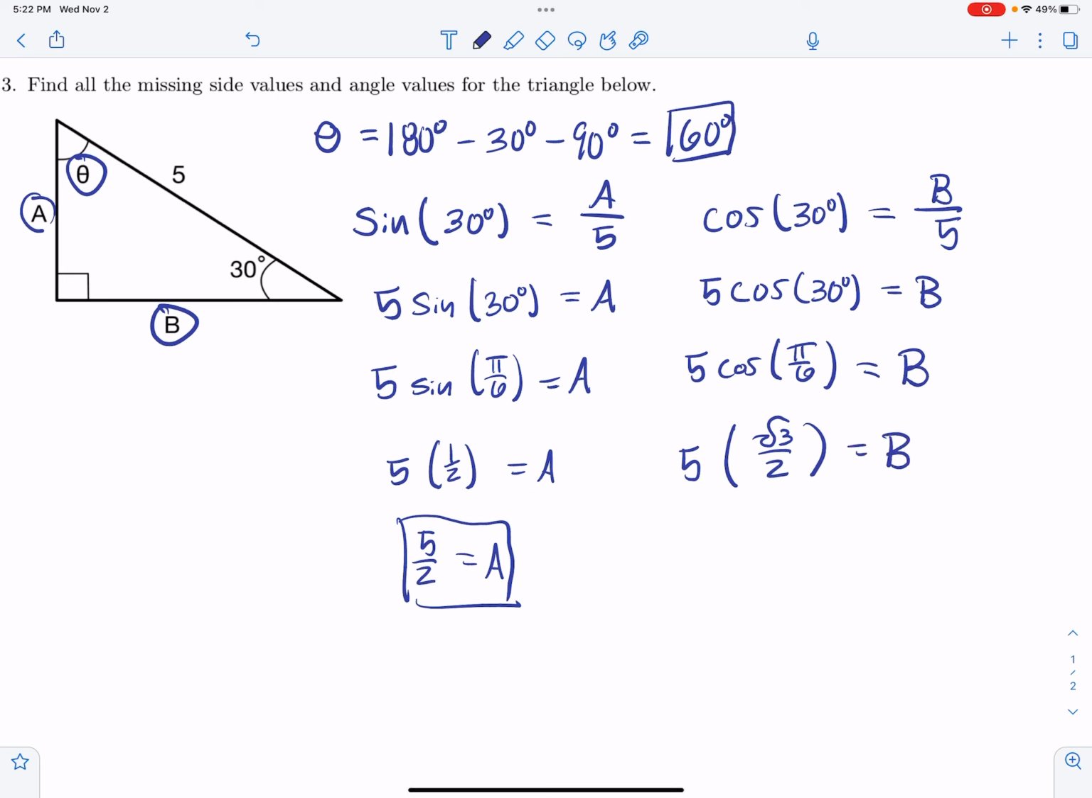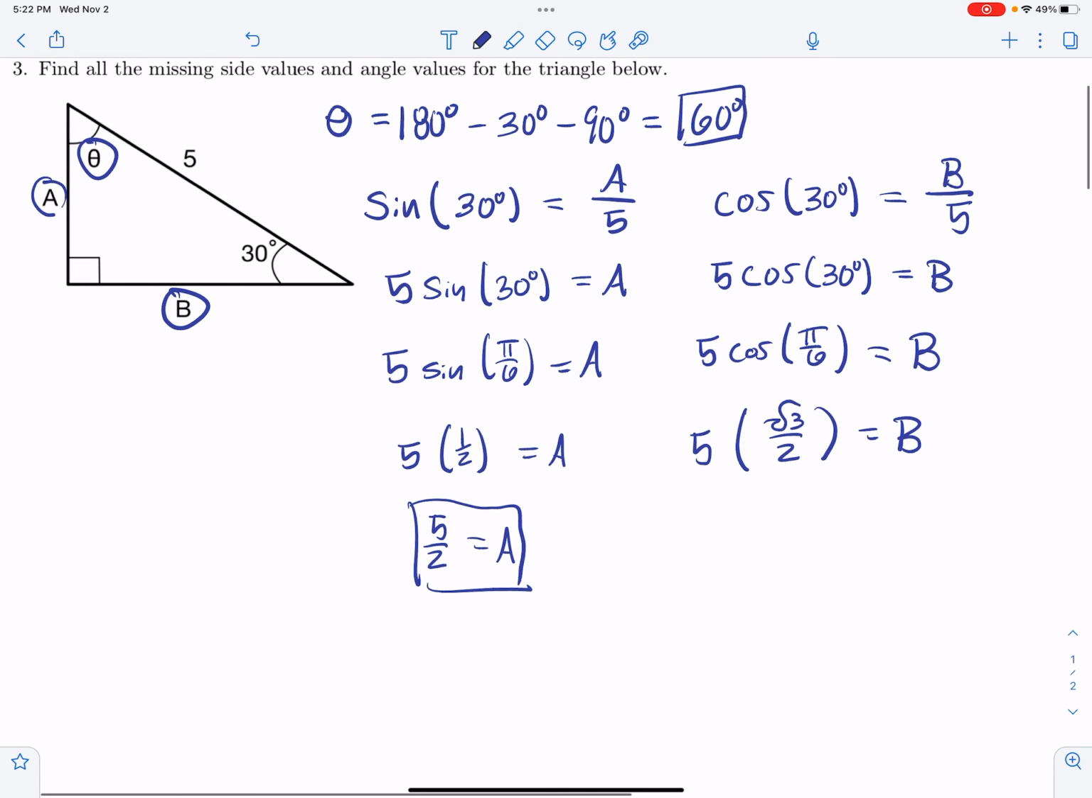Now, for this part, I saw that a lot of people who did get to the point where you get square root 3 over 2, multiplied 5 by the denominator, multiplied 5 by 2 to get square root 3 over 10. This is not the correct answer.